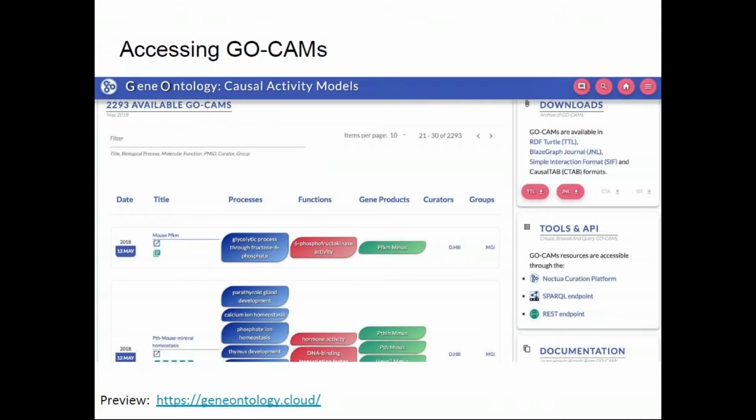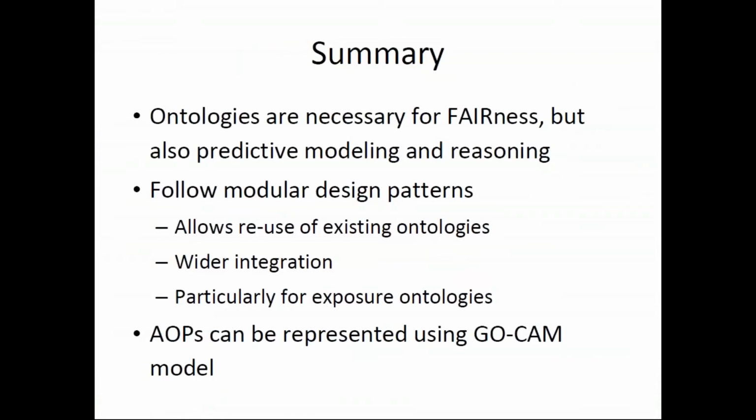We have a site that you can go to preview some of these. So it's not the normal Gene Ontology site. If you go to geneontology.cloud, you can browse some of these causal models. We don't have any of the AOP type ones in there yet because they're more experimental. But you can see our production models on that site. And so I think I'm about out of time.